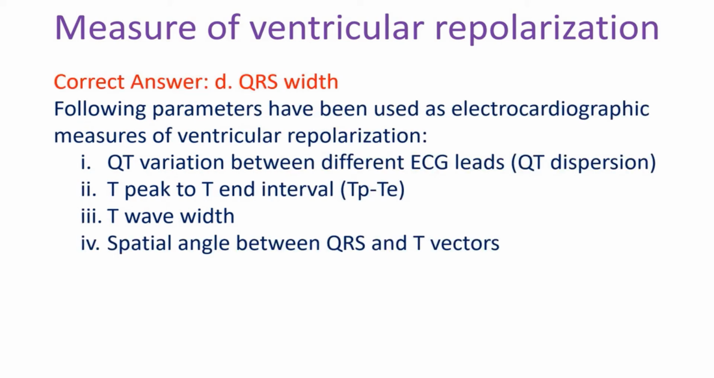The following parameters have been used as electrocardiographic measures of ventricular repolarization: 1. QT variation between different ECG leads, QT dispersion. 2. T peak to T end interval, TPTE. 3. T wave width. 4. Spatial angle between QRS and T vectors.